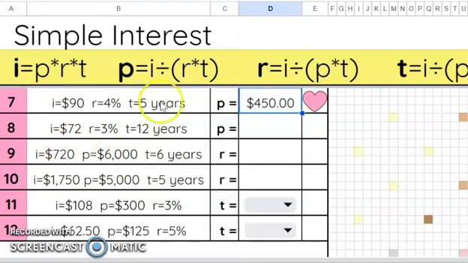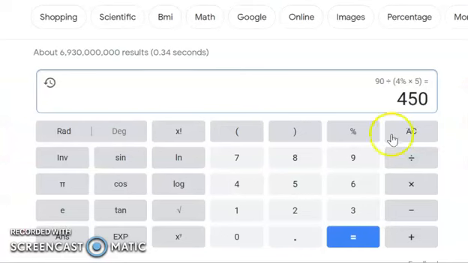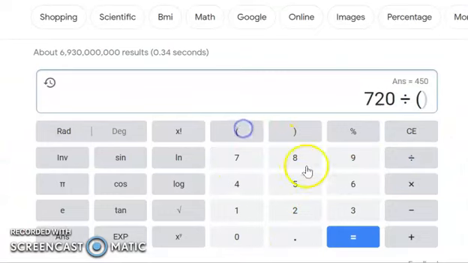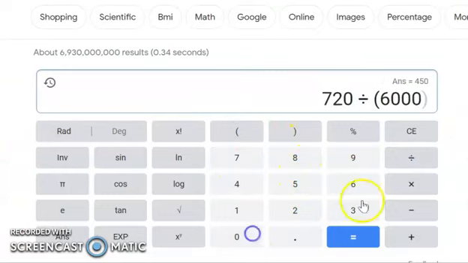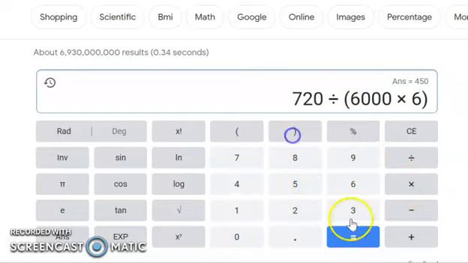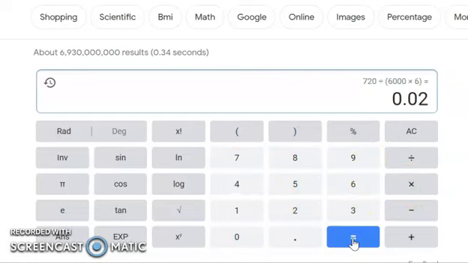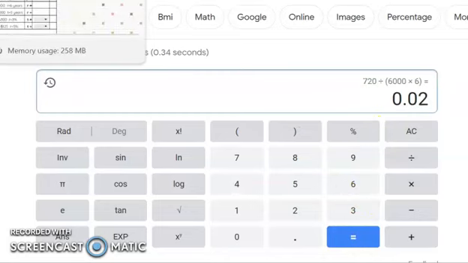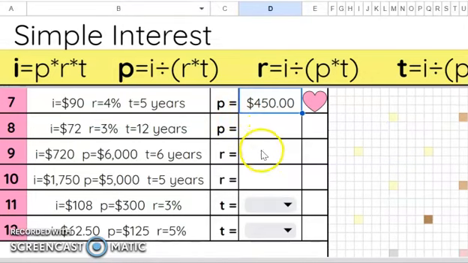All right, 720, 6,000, 6. Boom. The only tricky thing for this one, though, is that this one is a decimal, and it needs to be a percent. However, now that I'm making this, I'm going to probably actually make this default to a percent so that we don't have to worry about that. All right, 2%.